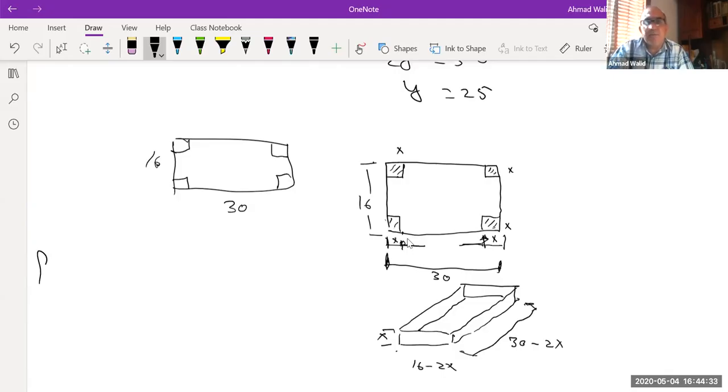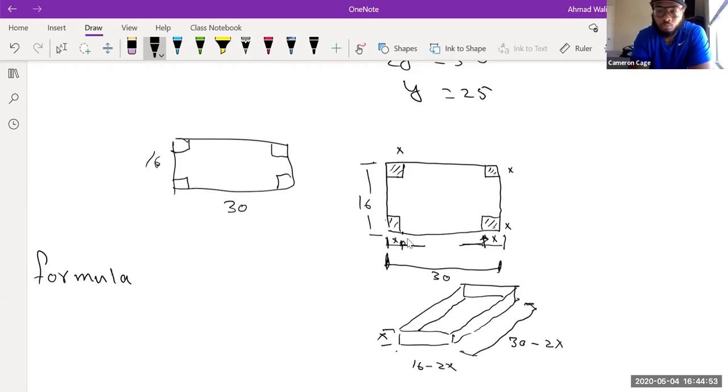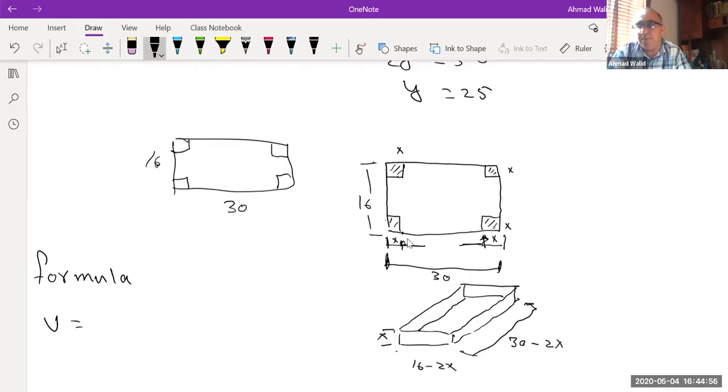Now, your formula. What are you looking for, volume or area? What we are looking for, maximum volume or maximum area? In a box, are you looking for a maximum area or volume? Volume, right? What is the formula for the volume of a rectangular shape? Length times width times height, right? In this particular example, it will be x times 16 minus 2x times 30 minus 2x.